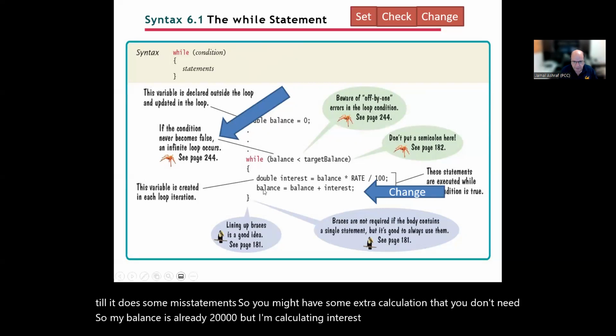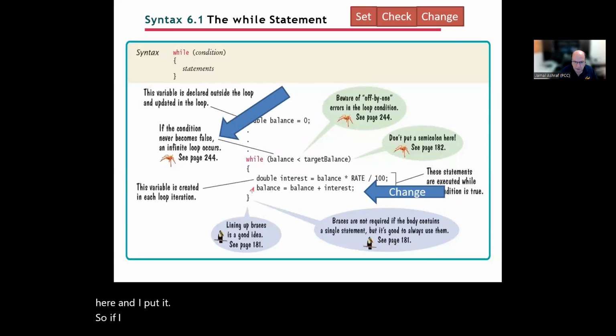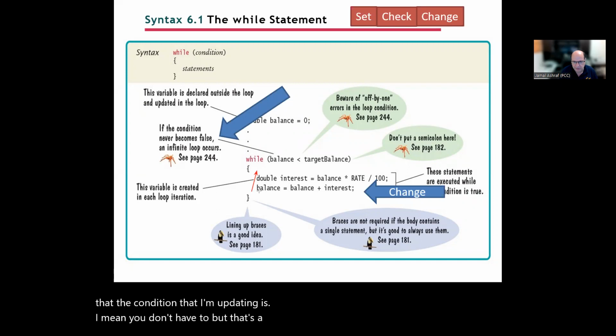If I don't put it right here, and I move this one over here, even though my balance is 20,000 or more, I'm still calculating the interest and adding it to the balance. So I have to be sure that the condition that I'm updating is, I mean, you don't have to, but that's a convention that you're going to put it at the end of these statements.